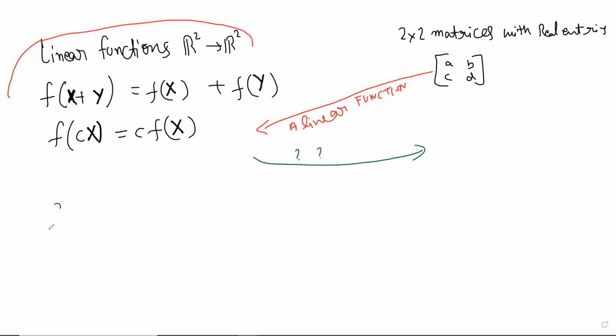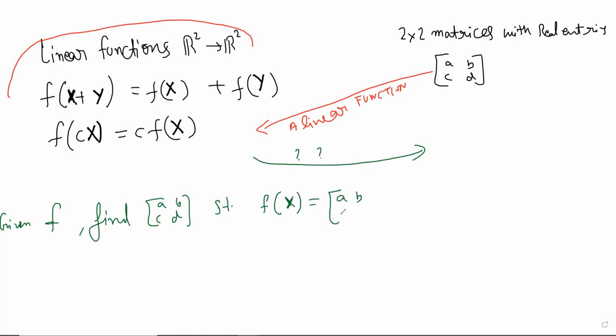So given a linear function f, you want to find a matrix. I'm just putting it in a more logically clear way. Given f, you want to find a matrix ABCD such that these are the same thing as functions. Put more specifically, f of x is equal to this times x, where this is in R2 and this is also in R2.